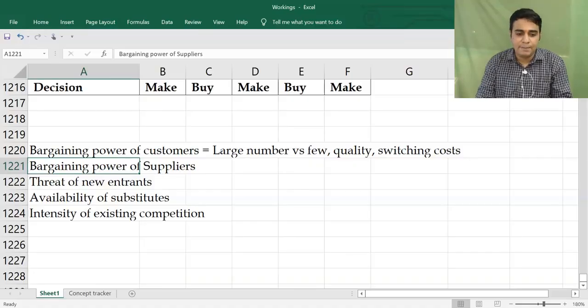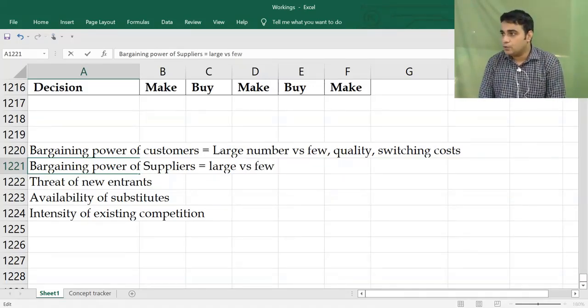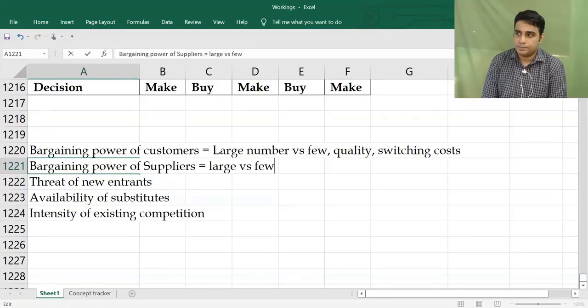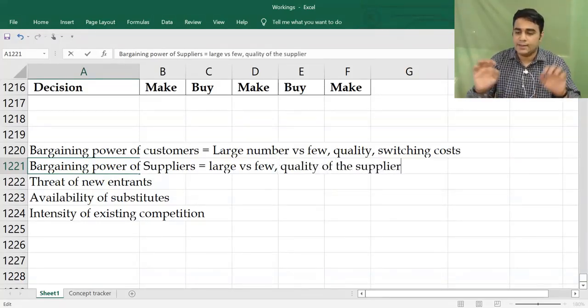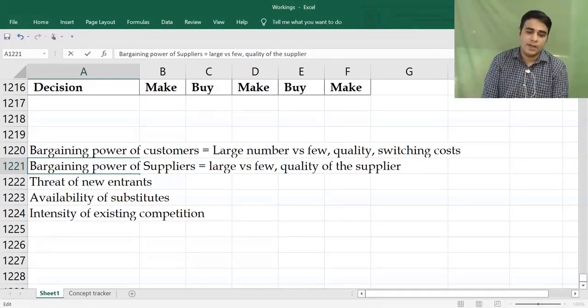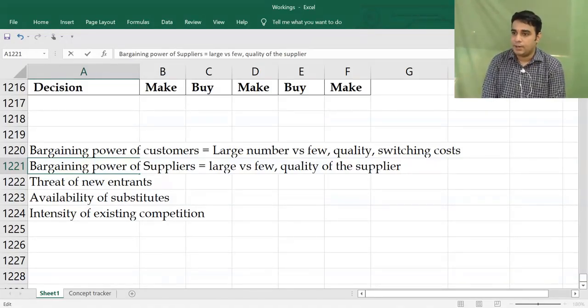Okay, next is bargaining power of supplier. First point I am writing: large versus few. Whether you have more suppliers or few suppliers, what else will matter? Product differentiation? The quality of the supplier, the product which the supplier is giving. More or less the points are going to be the same as what you see at the top. Bargaining power of customer and bargaining power of supplier may indirectly be the same thing. Large versus few, quality of the supplier, what else?